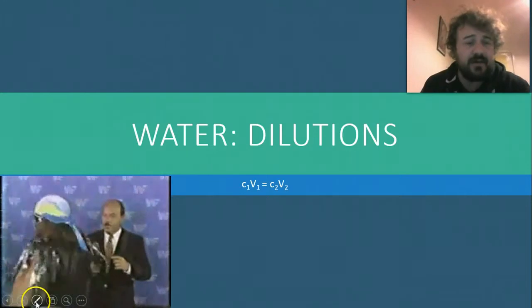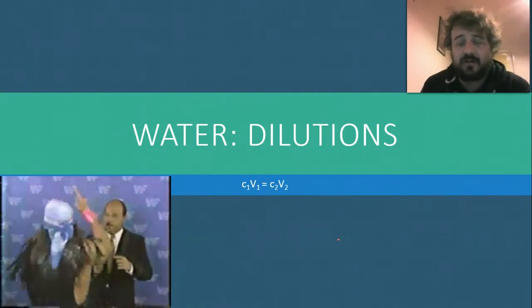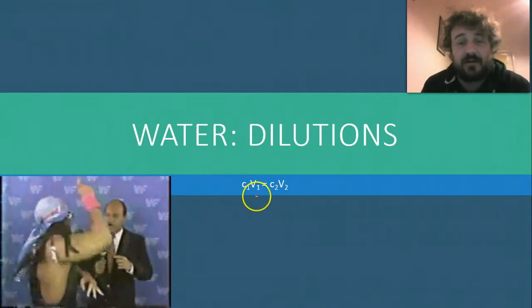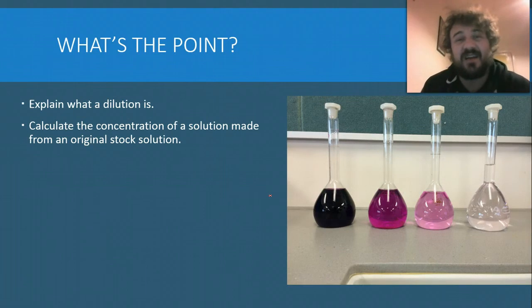Alright kids, so today we are going to go through how to do dilutions, not just how to do dilutions, but how to do the calculations, and this is what we're after an understanding of today. By the end you should be able to explain what a dilution is, and you should be able to calculate the concentration of a solution made from an original stock solution, which we see an example of here.